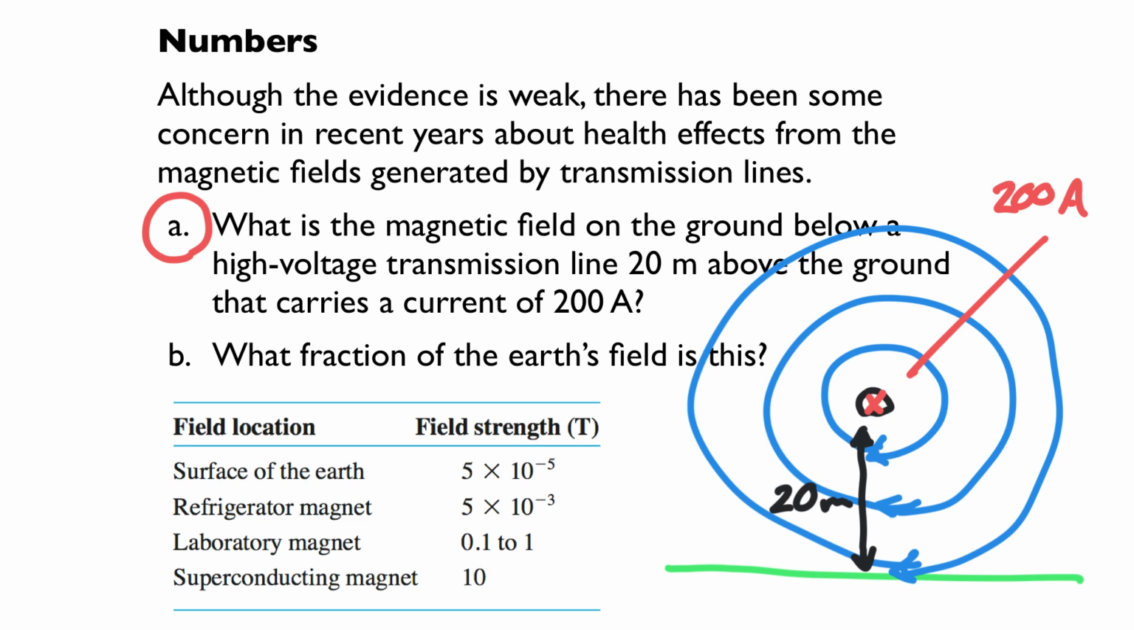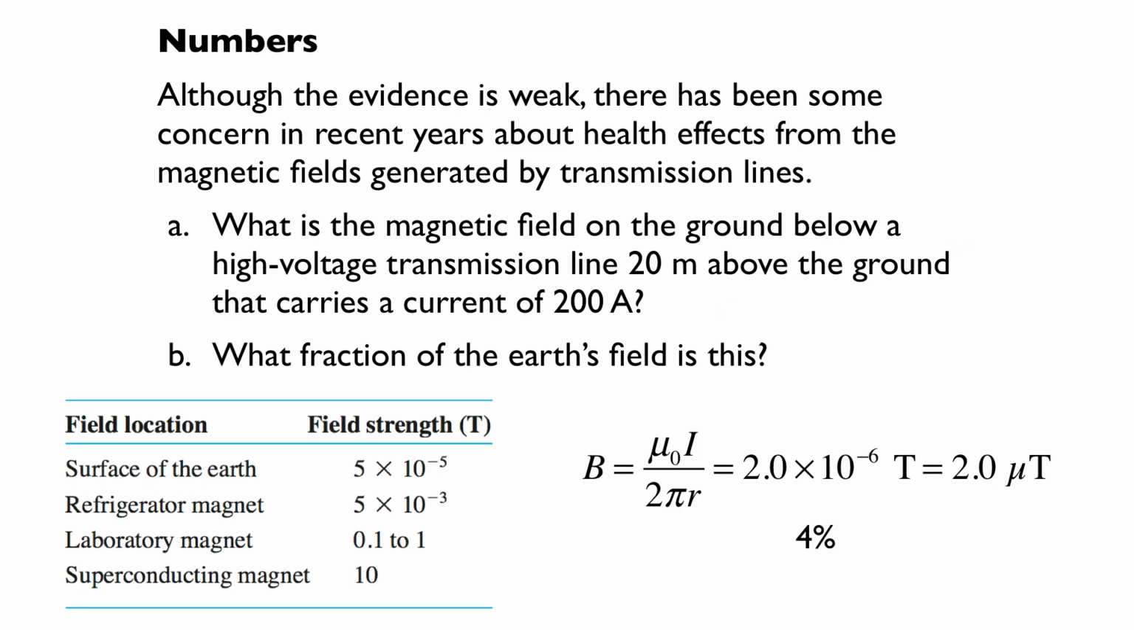Once I've got that, I can go ahead and put numbers in the equation. And if I do that and solve, what I get is this. I get a magnetic field that's about 2 microteslas. And then we can use that to answer question B, what fraction of the Earth's field is this? That's about 4% of the Earth's field.